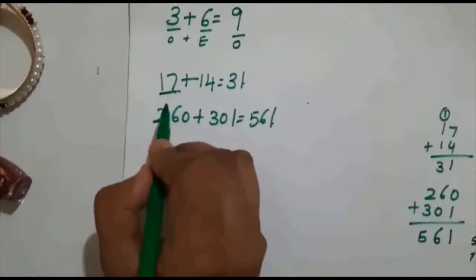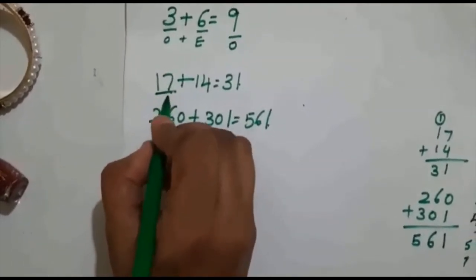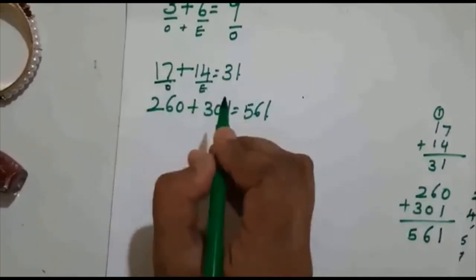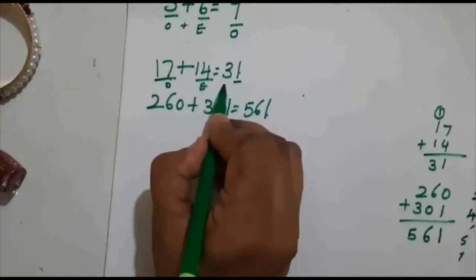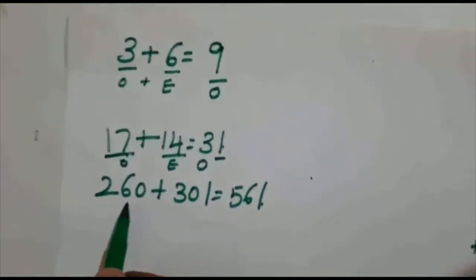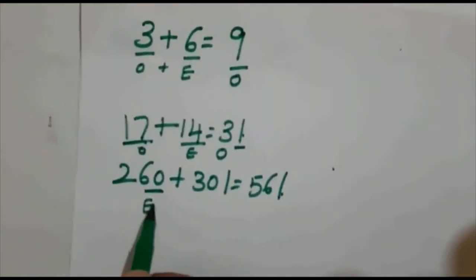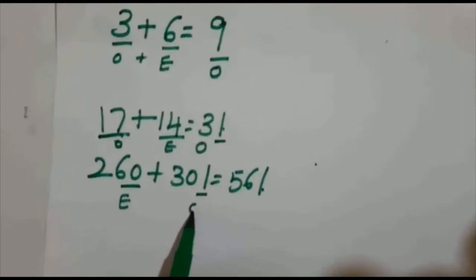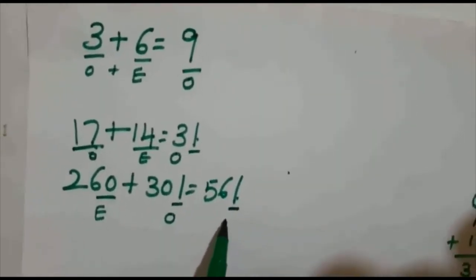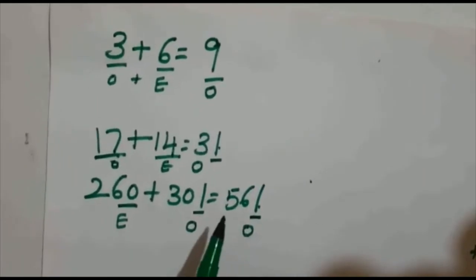Let us take the second addition fact. If you observe this number, what is this, 17? Is it even or odd? Odd. This is even. So, what is the result we get here? An odd number. Similarly, if you observe the third one, we are adding an even number and here we are adding an odd number. What is the answer we got? Here we get an odd number.